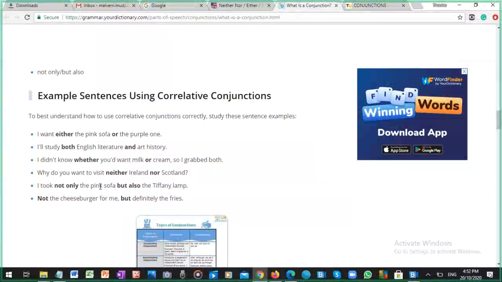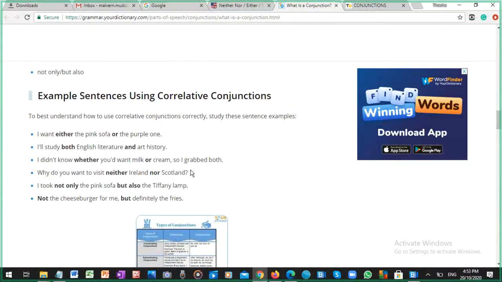Let's move on to another example. Why do you want to visit neither Ireland nor Scotland? Does that question make sense? Okay. Right. So when you use neither, you have to use nor as well in the same sentence. Okay. Then the next one: I took not only the pink sofa, but also the Tiffany lamp. Does that one make sense? Okay. Then: not the cheeseburger for me, but definitely the fries. Does that make sense?